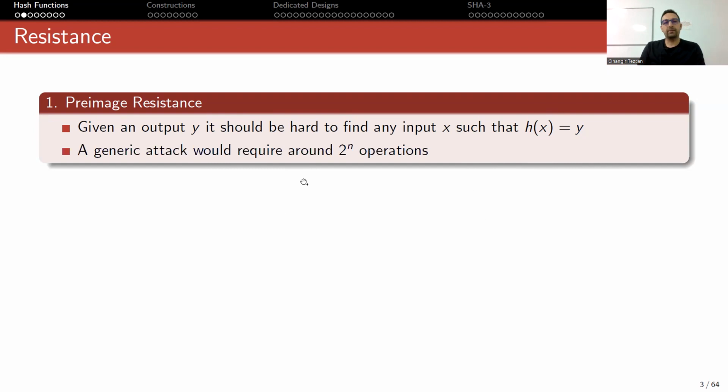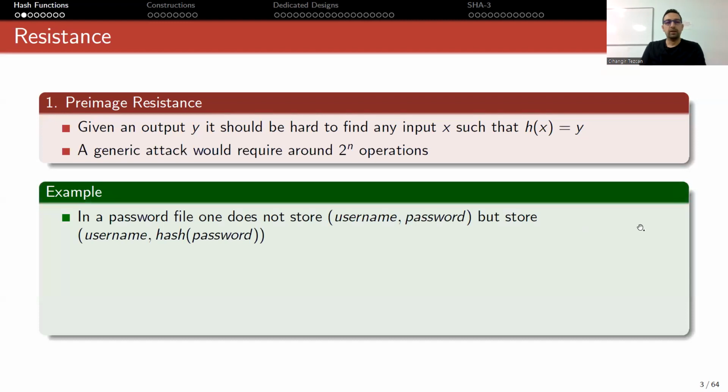By hard, we mean the following. A generic attack will require around 2^n operations. Since n is the size of the output y, if you put 2^n different inputs into this function, at some point, most probably you will hit this value y. This is why a generic attack would require 2^n operations. Why would we need such a thing?